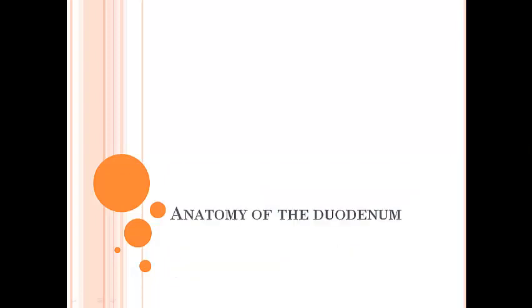We're going to be moving on to the next part of the GIT, which is the duodenum. That's part of the GIT that comes directly after the stomach. If you haven't already seen that video, please make sure you go watch it before you continue with this one.